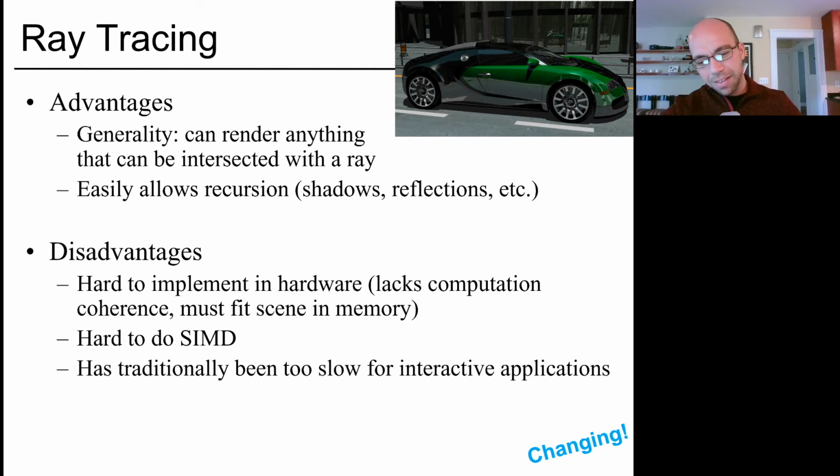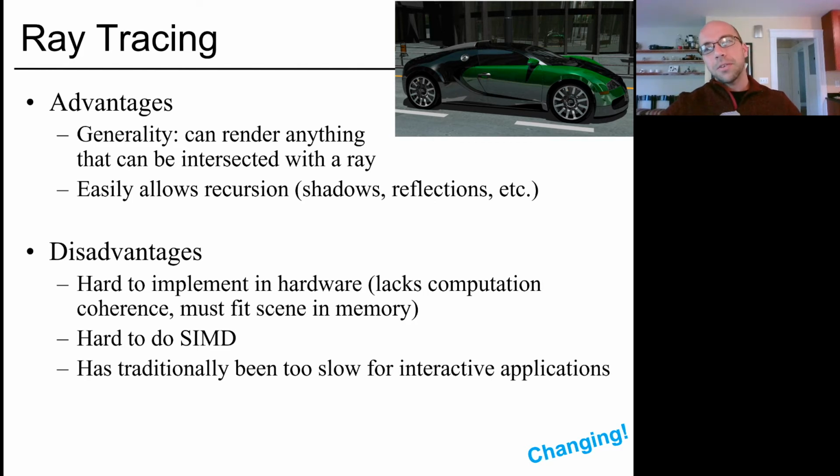The advantage here is that you can basically render anything that you can intersect with a ray. You don't need to just render triangles. You can do curved surfaces, computer-aided design, and so on. And you can also do lots of recursion to allow for shadows and reflections in this nice unified framework.